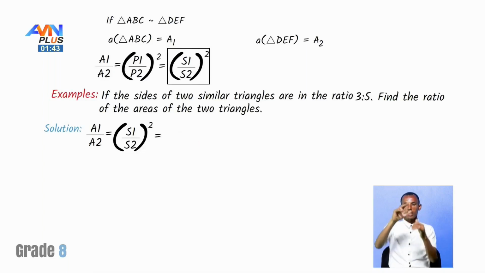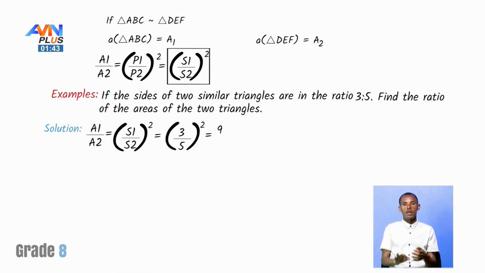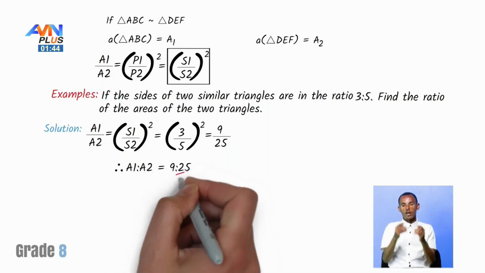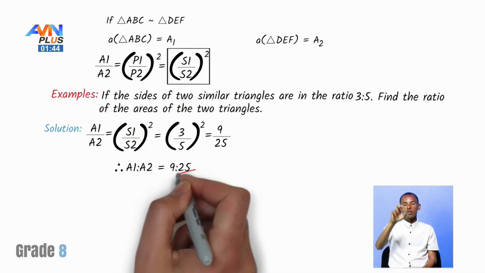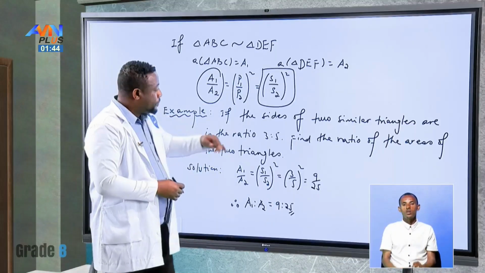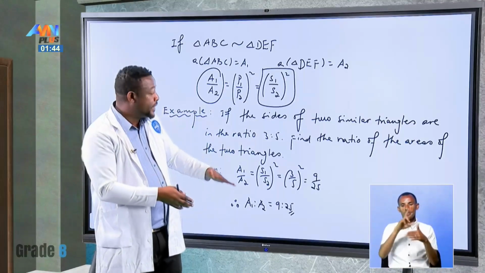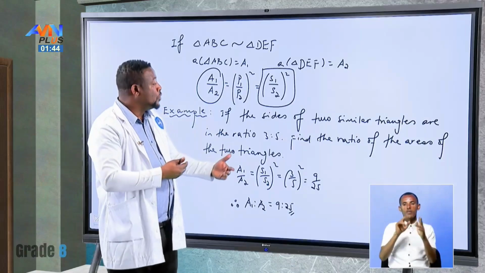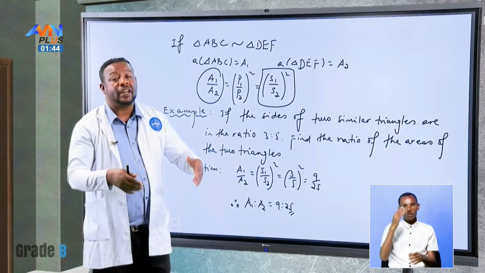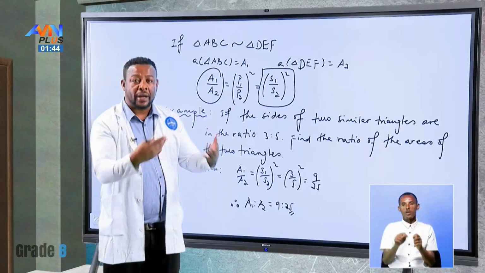That means 3/5, and you make it square. So this tells us 9 by 25. Therefore, the ratio of the area of one triangle to the other triangle is 9 by 25. So if you have the ratio of two sides in this form, it's very simple to determine the ratio of the areas of the two triangles. You can make it square.